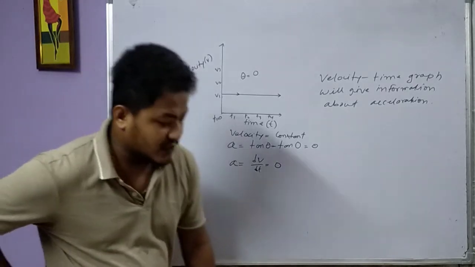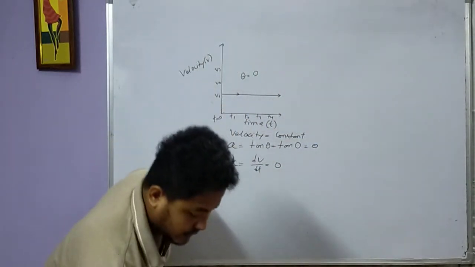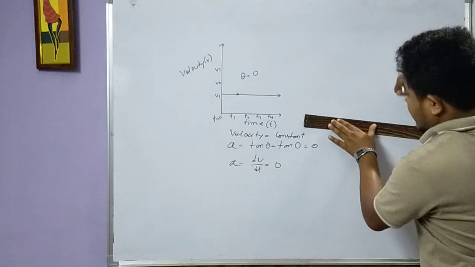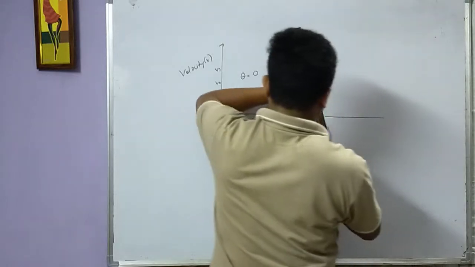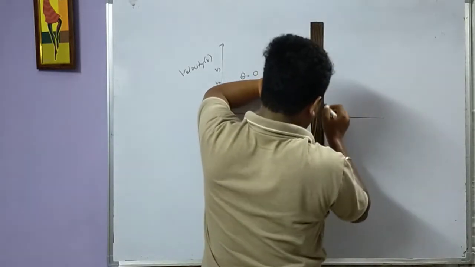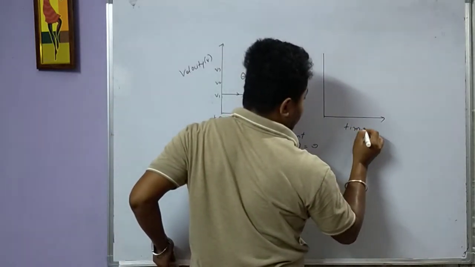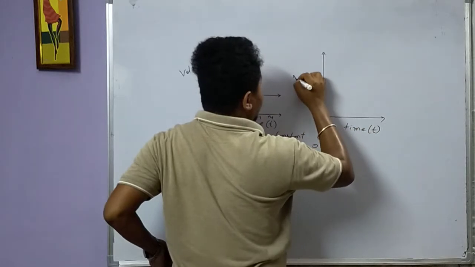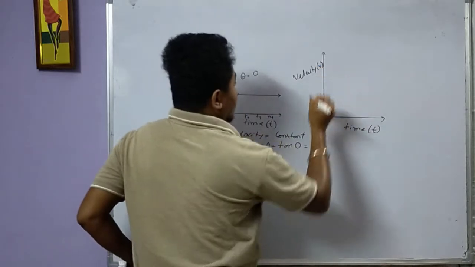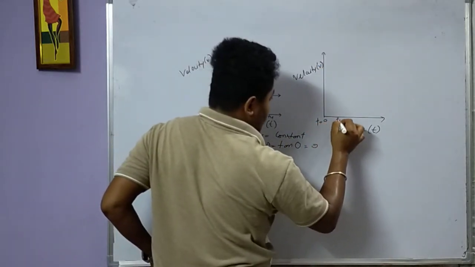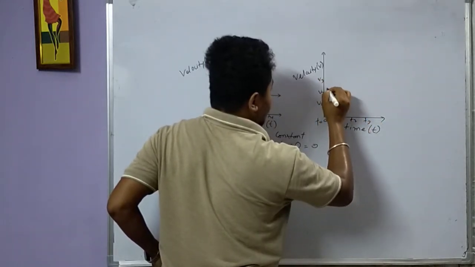Okay, if I take the next situation, if you find a graph like this, suppose this is the graph, where this side is the time and this side is your velocity. This is the origin, t equal to 0, this is t1, this is t2, this is t3, same case v1, v2, v3.